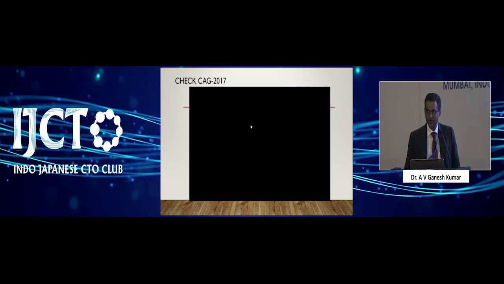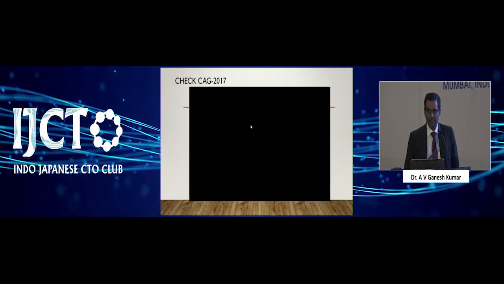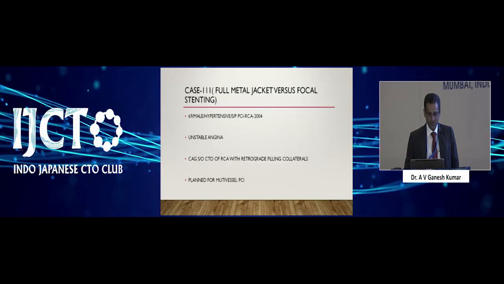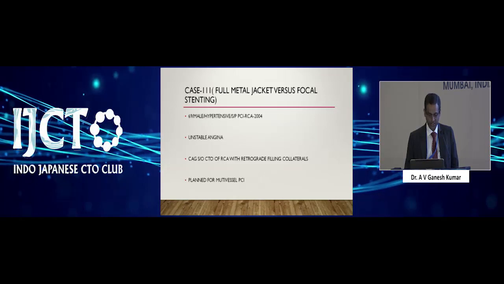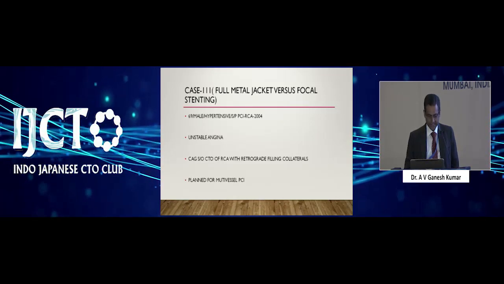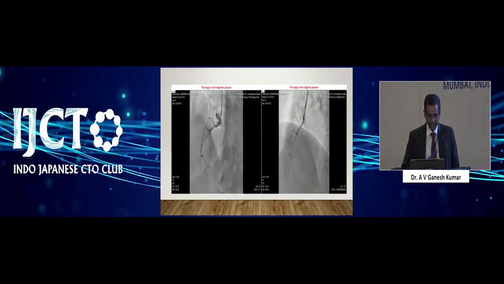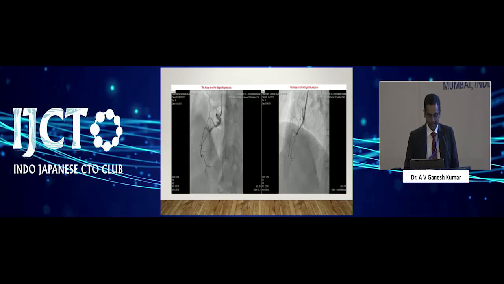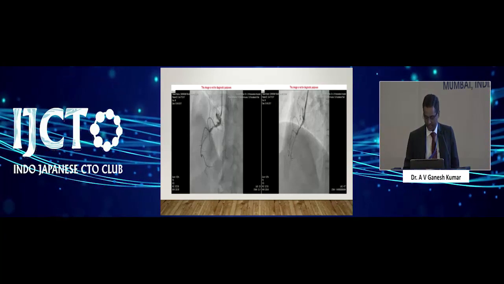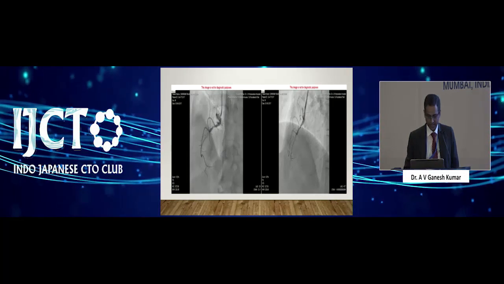A case in which you have done a full metal jacket almost half a decade back, and you see that it is beautifully patent. 69-year-old male, 2004 underwent an angioplasty at JJ Hospital. I don't have the details, perhaps it was a bare metal stent, and now last week I had to open this artery because one of the feeder arteries, a small OM which is supplying this right coronary artery, has a lesion, a CTO in the stent.